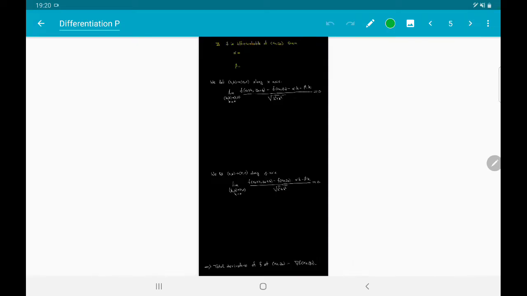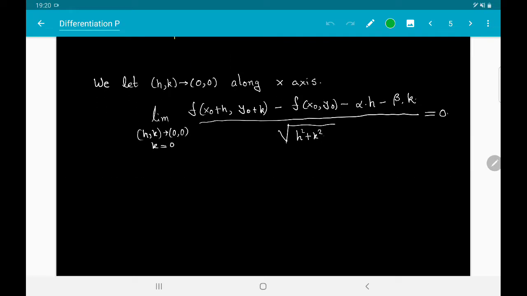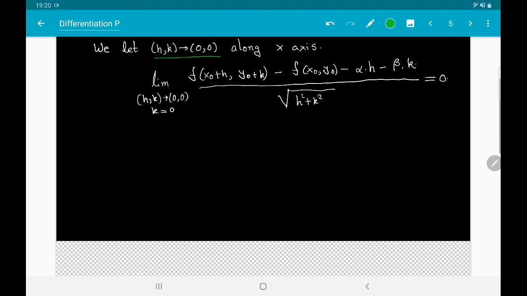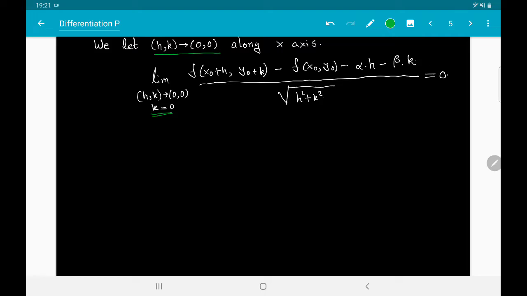So let us see how we compute this alpha and beta. First we let (h, k) go to the point (0, 0) along the x-axis. So we consider this limit, and take the very special path where we approach the origin by fixing k equal to 0. This is not a very standard way of writing this, but for the sake of understanding I have written it like this. But now k is equal to 0, so we can simplify this limit.